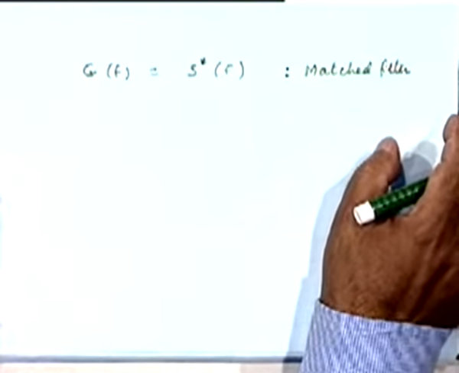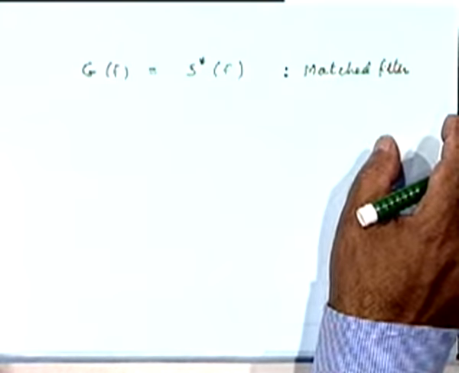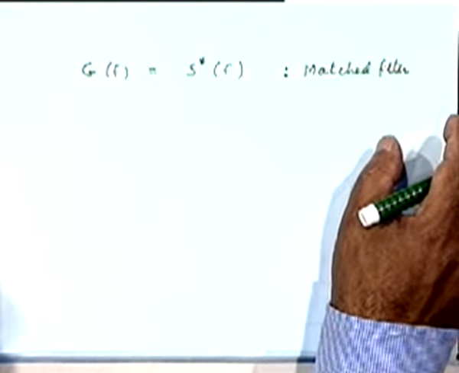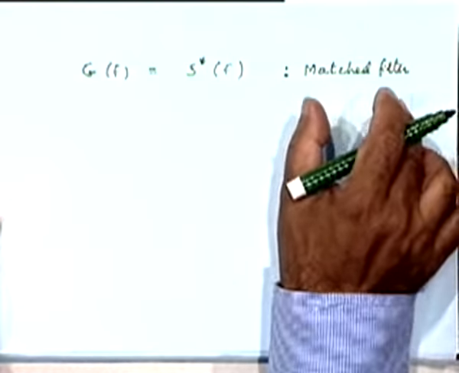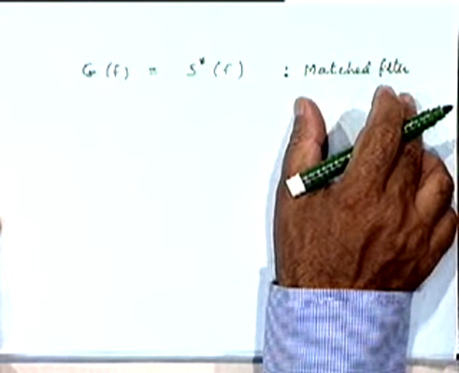This is really what is called a matched filter. The other one is the Whitened matched filter. The Whitened matched filter is obviously more general than the matched filter, because the matched filter is for the specific case when the input noise is white.